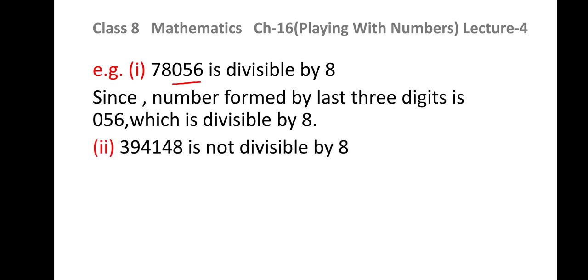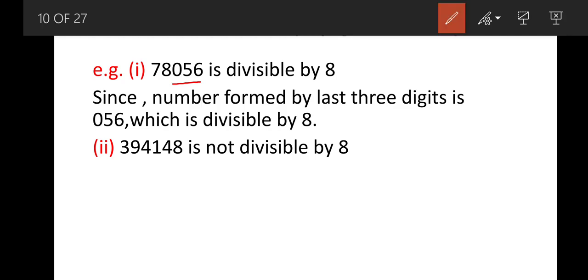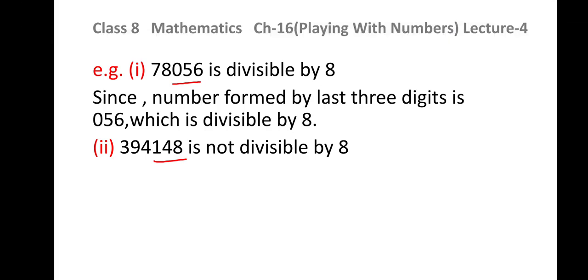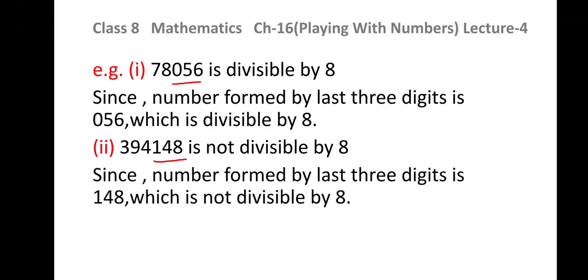Similarly, in the second example, this is not divisible by 8. How can we say that this is not divisible by 8? If I talk about the number formed by the digit at units place, tens place and hundreds place, what is that number? It is 148. So, is 148 divisible by 8? No, it is not divisible by 8. So, we can say that the given number is not divisible by 8. I hope with the help of these two examples, it is clear how to find out whether a given number is divisible by 8 or not.